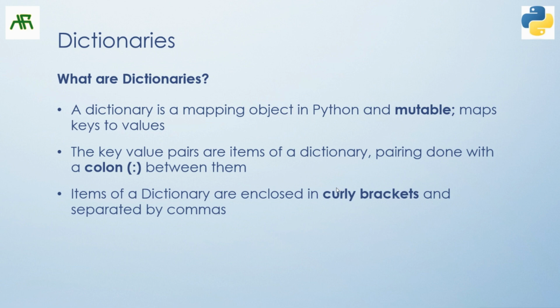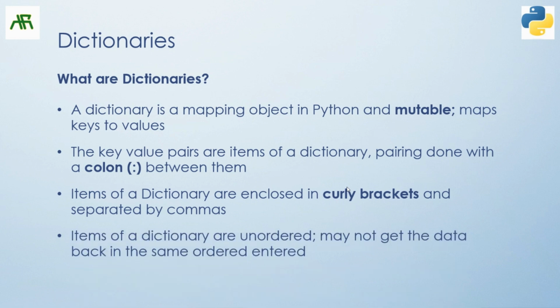Remember, in lists, the items are enclosed within square brackets. In the case of tuples, the elements are separated by commas and enclosed within round brackets or parentheses. And in the case of a dictionary, the elements or items are enclosed within curly brackets. Items of a dictionary are unordered, so we may not get the data back in the same order we entered.